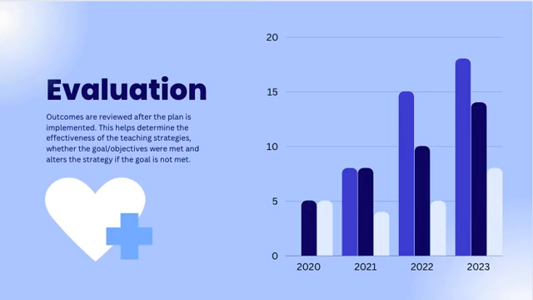Lastly, outcomes are reviewed after the plan is implemented, and this helps determine the effectiveness of the teaching strategies, whether the goals or objectives were met, and alters the strategy if the goal is not met.